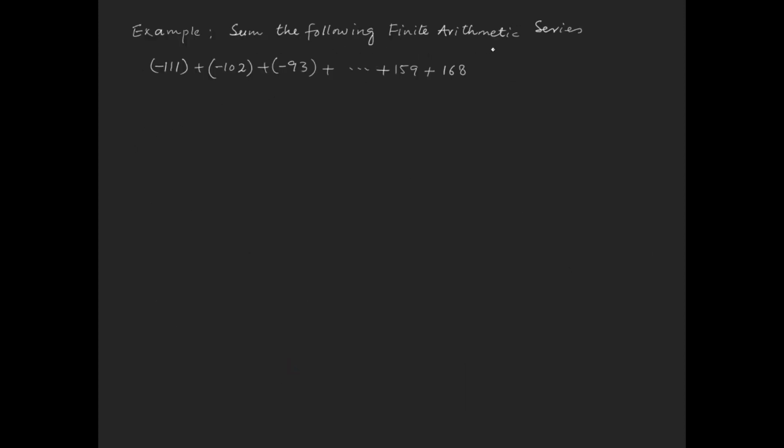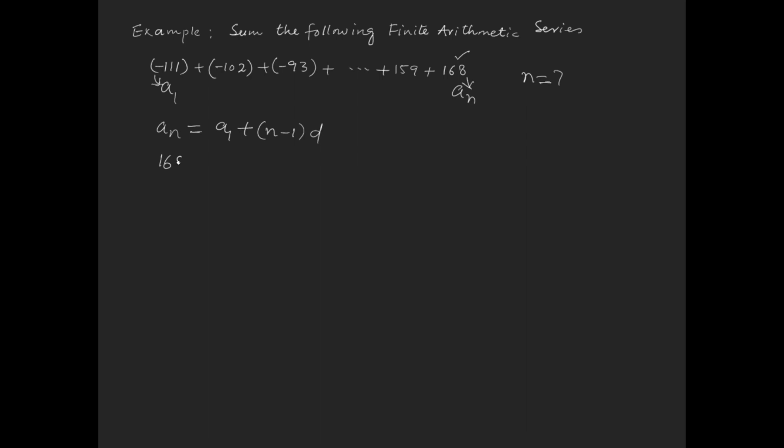Next: sum the following finite arithmetic series. So this is the first term and this one is the nth term, the last term, but we do not know the value of n, that is, how many terms this sequence has up till this term. We can easily find it by the formula. This is the general term formula, and this is the last term.